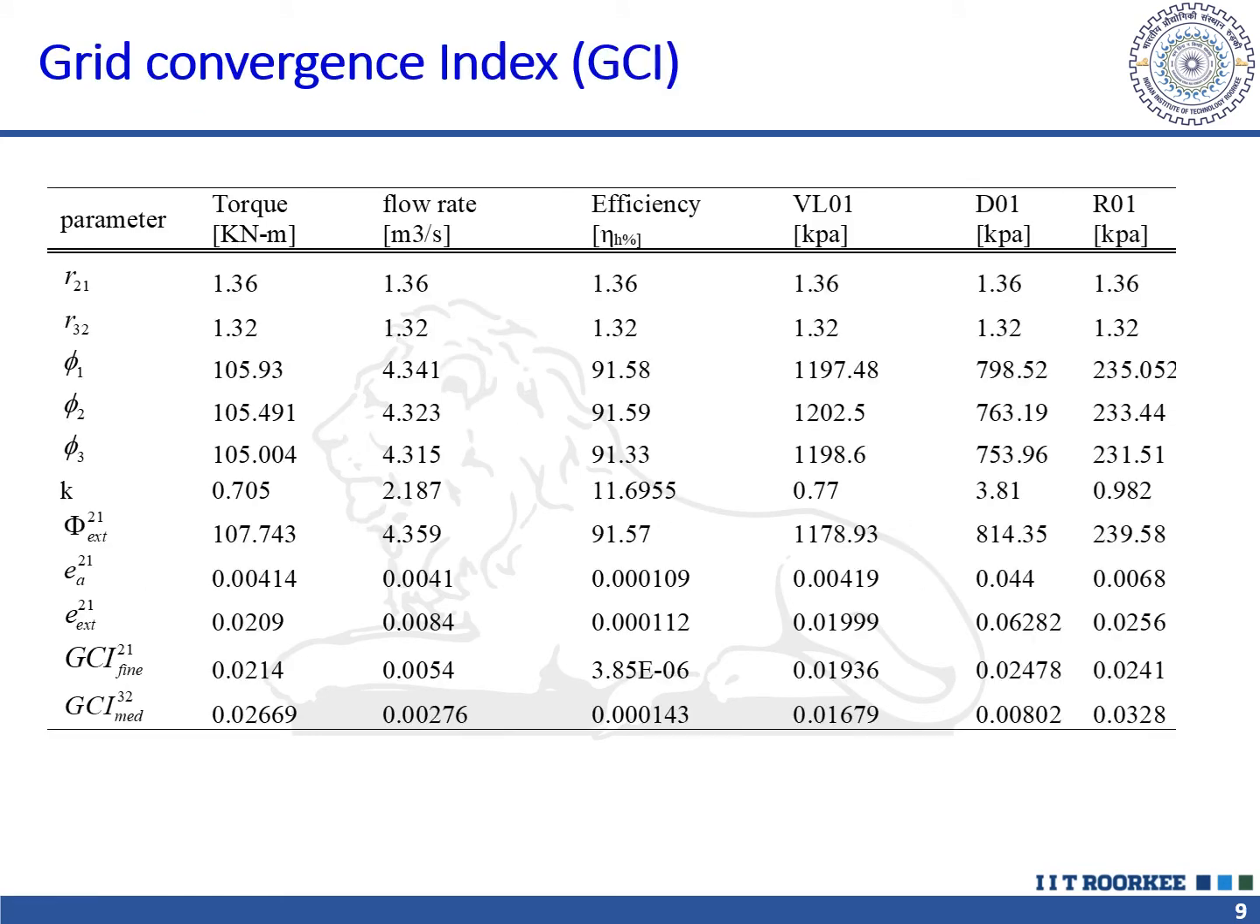The uncertainties in the numerical calculation were estimated by monitoring flow rate, torque, efficiency, and pressure points inside the turbine. Three monitoring pressure points were taken at locations of vaneless space region, draft tube, and runner respectively. Numerical uncertainty for the medium mesh was lower than that for the fine mesh, which was 0.5 and 0.2% for flow rate. So the medium mesh was taken for further simulation at different operating conditions.